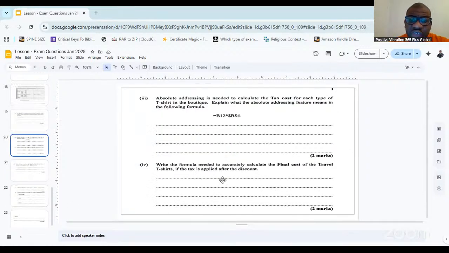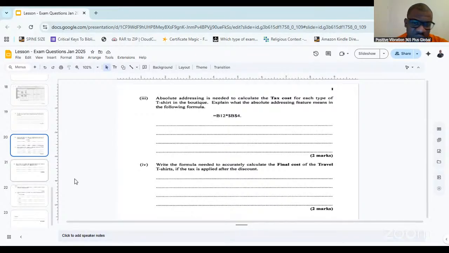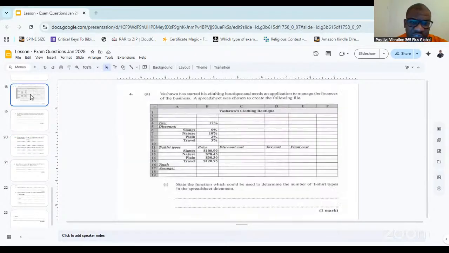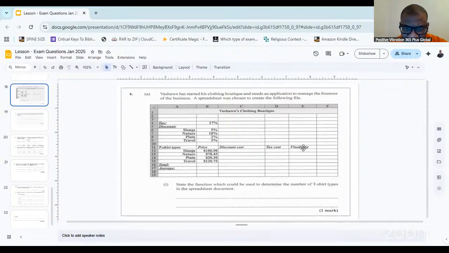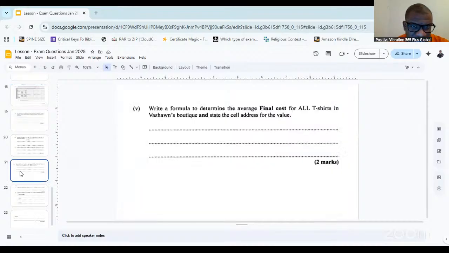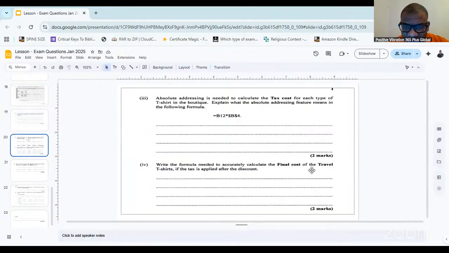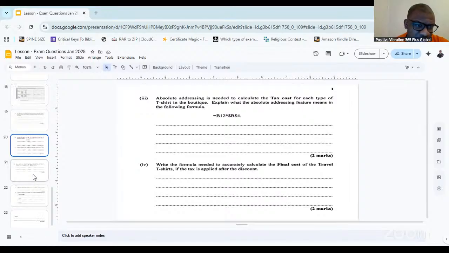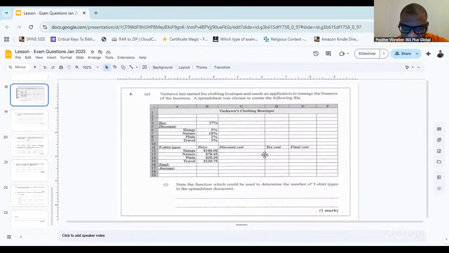This one says, write the formula needed to accurately calculate the final cost of the travel t-shirt if tax is applied after discount. Now, this one is a formula and not a function. What do we need to calculate final? Let's read it again. If the tax is applied after the discount. Okay, so what would be your formula to do that? What would you do?